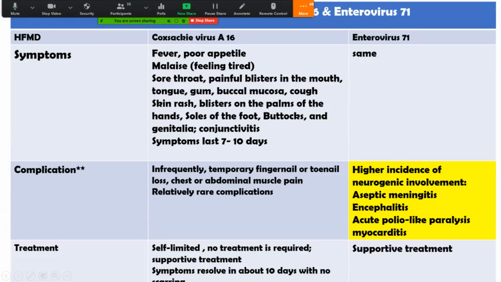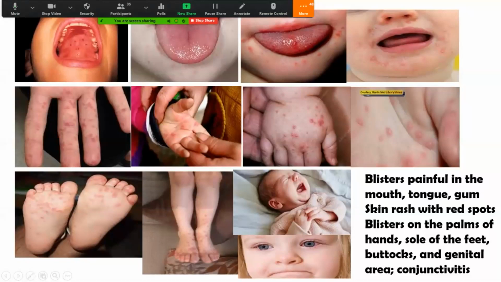For the treatment, it is self-limited. No treatment is required. We need to provide just supportive treatment. The symptoms will resolve in about 10 days with no serious complication. For example, if the child has a fever, we do tepid sponging. Okay, before we go on, let's see the picture.